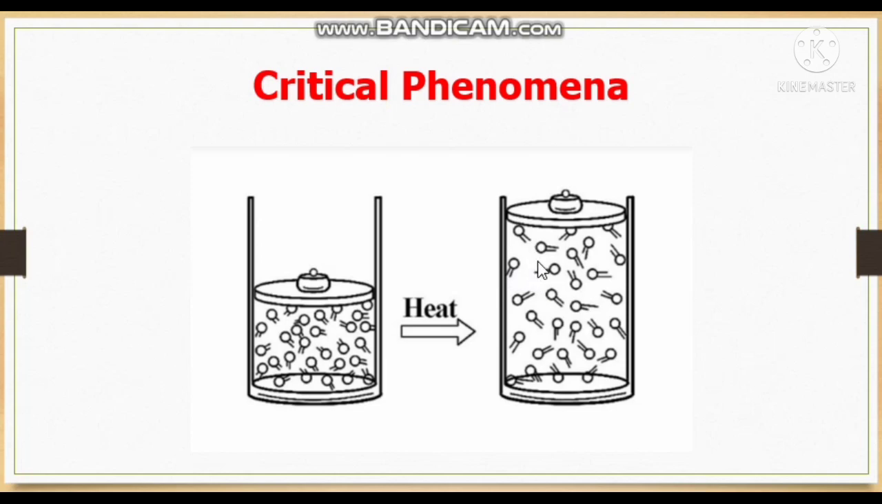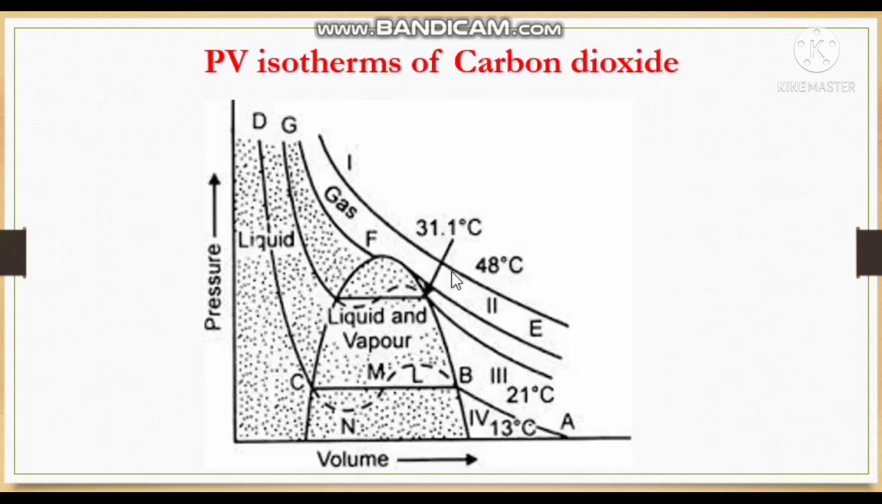For instance, the critical temperature of carbon dioxide is 31.1 degrees Celsius. This means that it is not possible to liquefy carbon dioxide beyond 31.1 degrees Celsius by any means. At the critical temperature, a certain pressure is needed to liquefy the gas. This pressure is called the critical pressure. For example, at 31.1 degrees Celsius, carbon dioxide can be liquefied under a pressure of 72.9 atmospheres. The critical pressure of carbon dioxide gas is 72.9 atmospheres. So we can see here a series of isotherms.